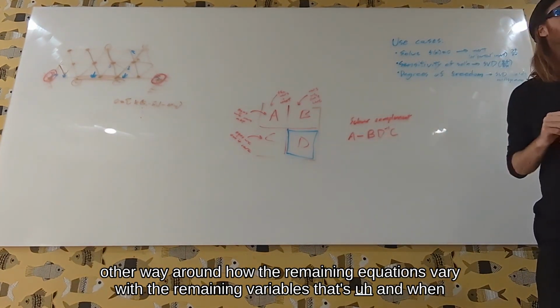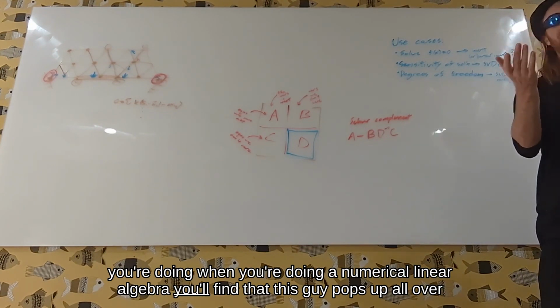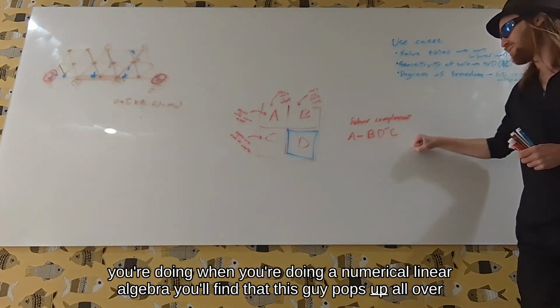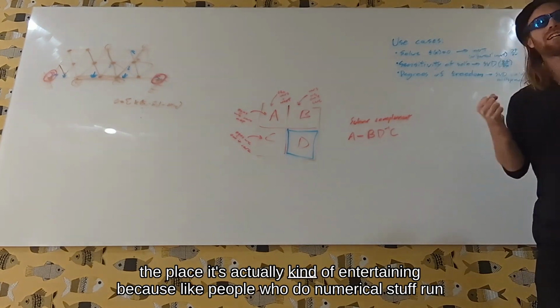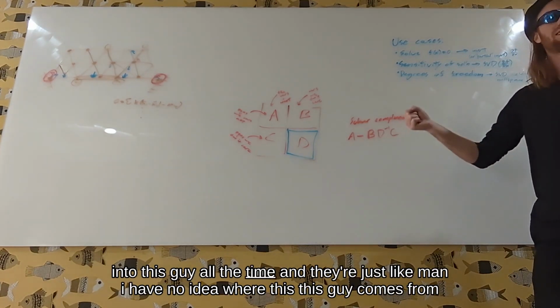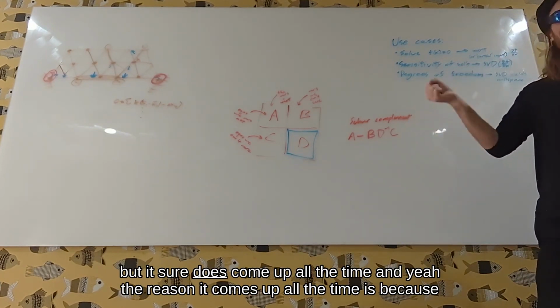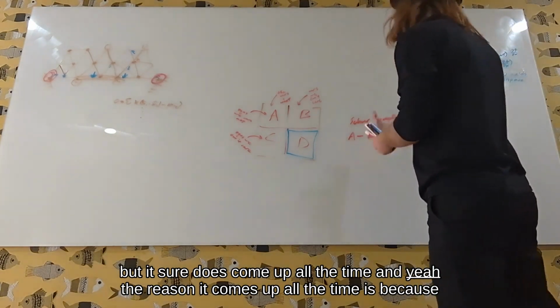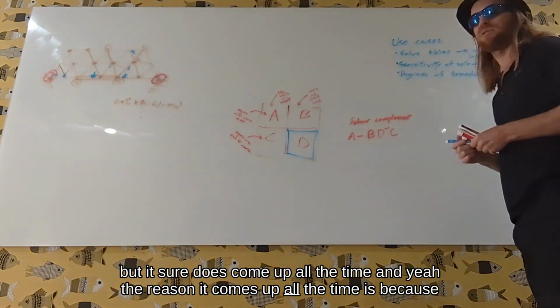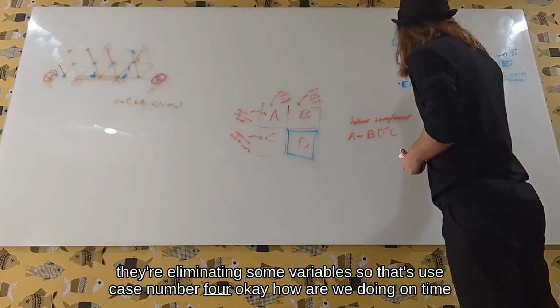Make sense? And when you're doing numerical linear algebra, you'll find that this guy pops up all over the place. It's actually kind of entertaining because people who do numerical stuff run into this guy all the time, and they're just like, man, I have no idea where this guy comes from, but it sure does come up all the time. And the reason it comes up all the time is because they're eliminating some variables. So that's use case number 4.